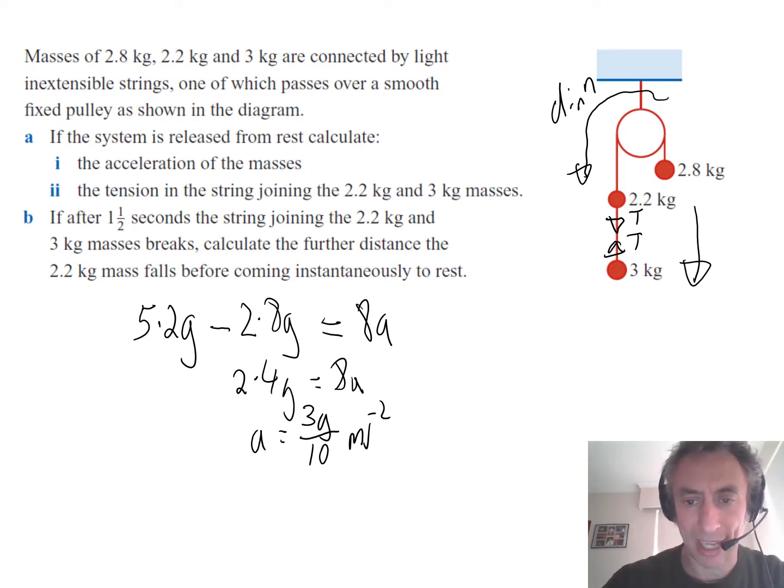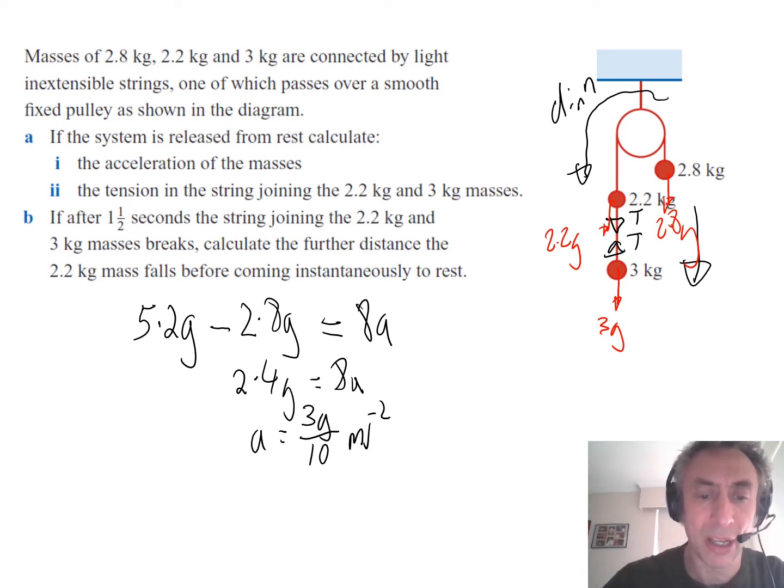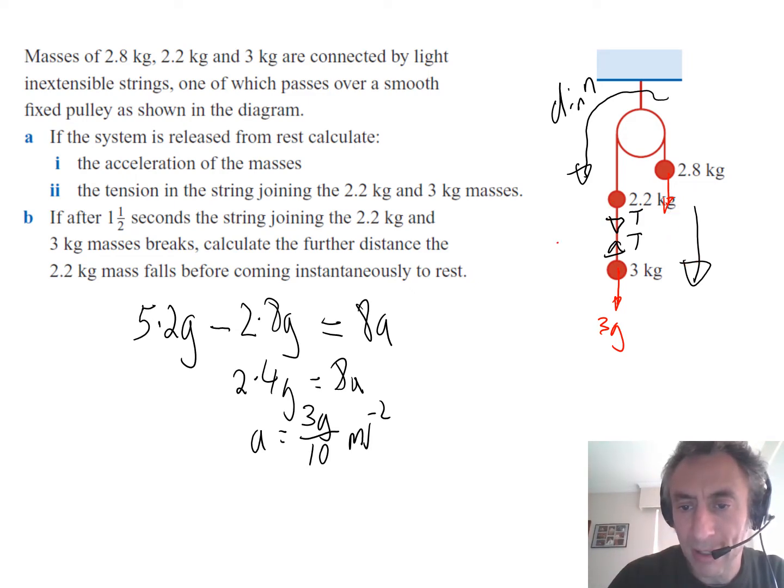Okay. Now, if you wanted to analyze it mass by mass, there's quite a lot going on there. There's, of course, 3G pulling it downwards. We've got 2.2G, the weight force, and we've got 2.8G. And then you'd actually come up with 3 separate equations and come up with the same end result. So, all right, the tension. Actually, let me just rub out what I've just added there to avoid confusion. All right, let's get rid of that and that and that.